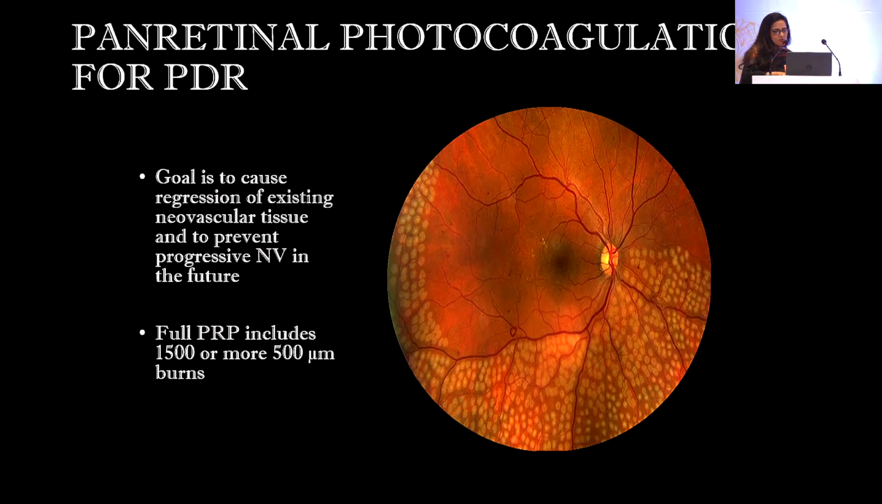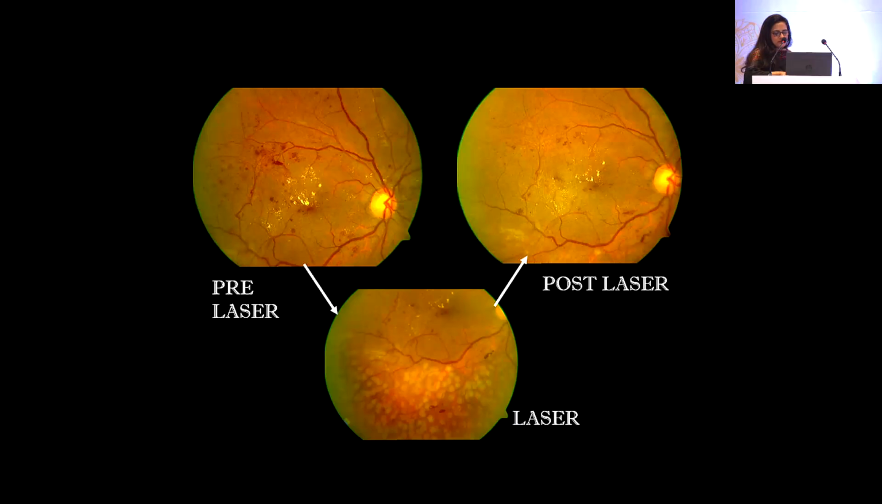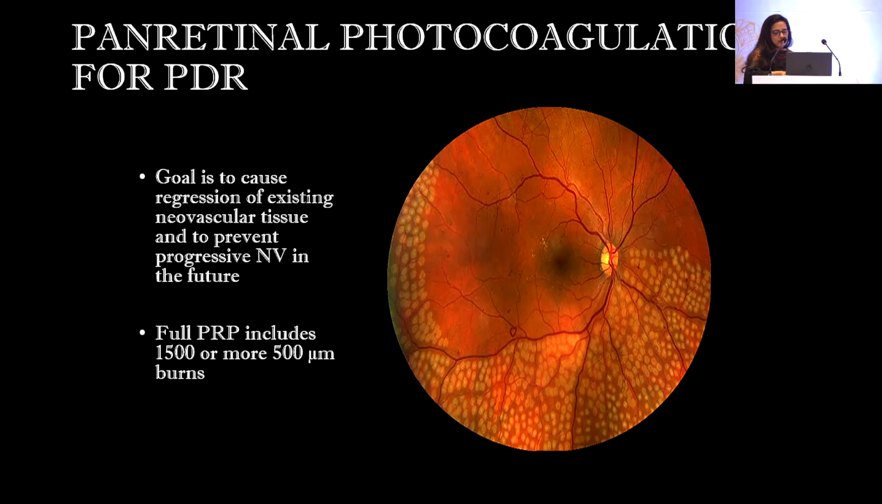So these are some pictures of a PDR. Now, for a proliferative disease, laser is still the gold standard. You can give anti-VEGF injections in some subset of patients, or you can give anti-VEGF along with laser, but laser is the one which works for a pretty long time. And laser you have to do in multiple sittings.